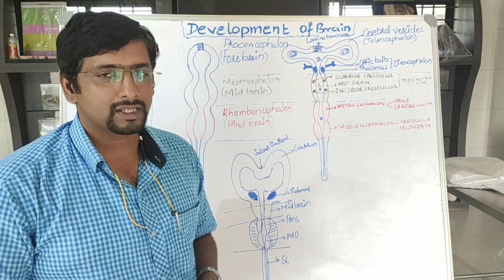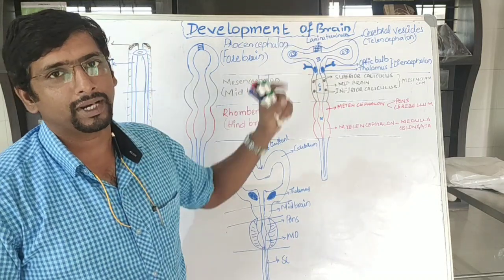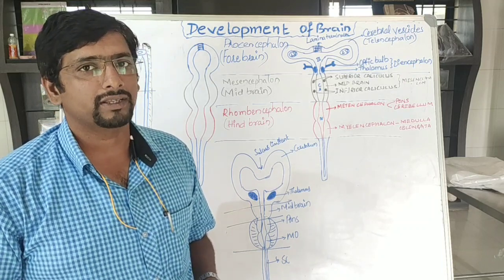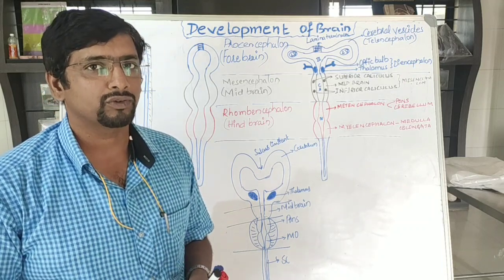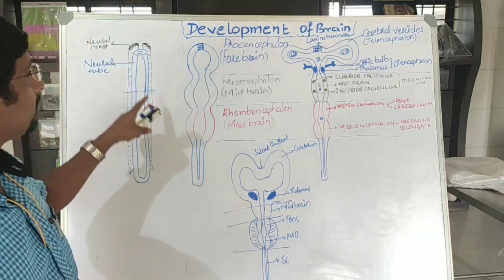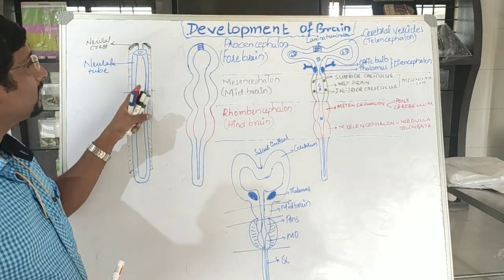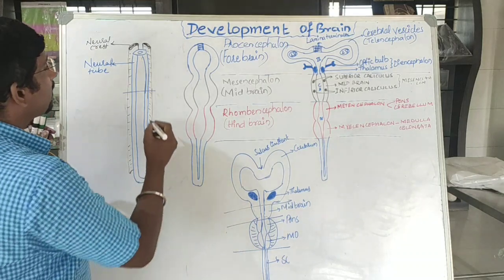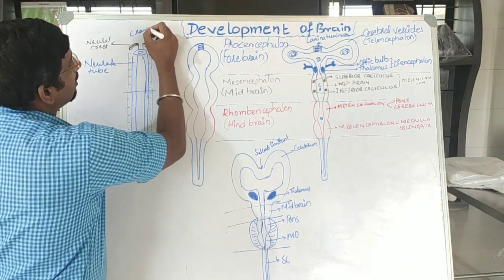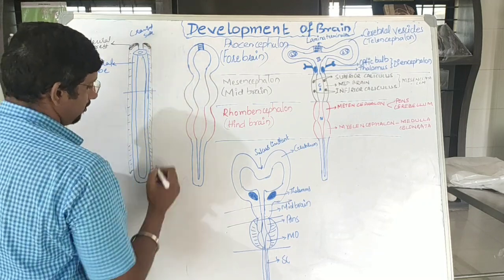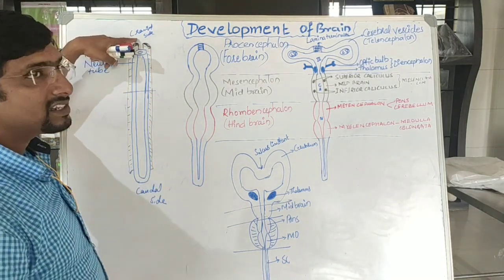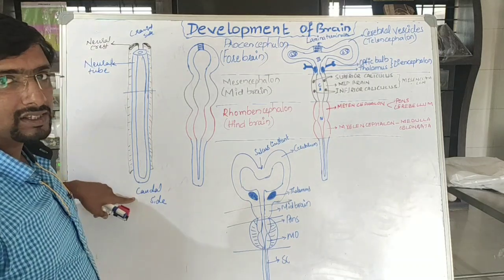Today we are going to discuss the development of the brain. Yesterday, in the previous class, we studied how the neural tube is going to form. Now we will take this neural tube separately, along with the neural crest cells. So the cranial portion, this is cranial, and this is the caudal side.